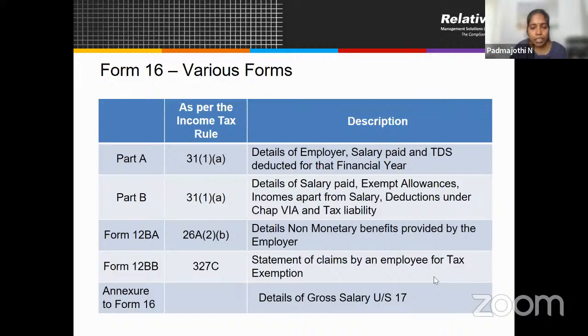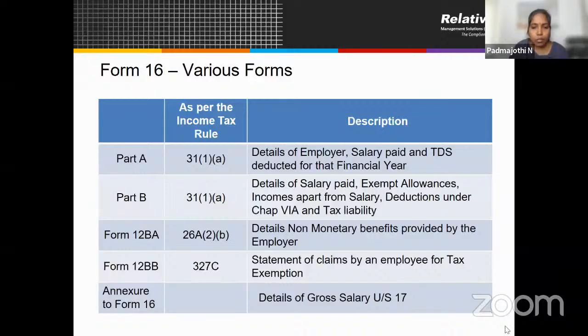And Form 12BA contains the details of the non-monetary benefits or perquisites provided by the employer to that particular employee. In this, the food coupons, the interest-free housing loans and perquisites, everything comes under Form 12BA. And Form 12BB is a statement that is submitted by an employee to claim tax exemption. For example, while the employee is declaring and submitting his proofs, he will submit this Form 12BB. So those statements also we have to provide.